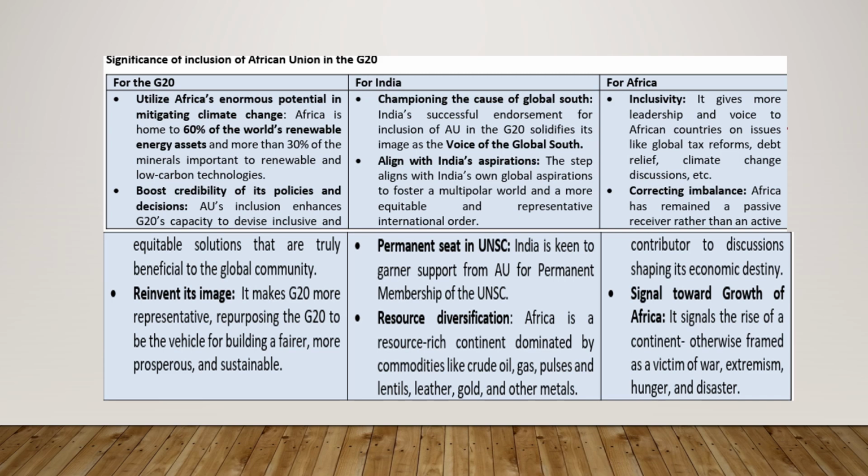For India, it would campaign the cause of the global South. India's successful endorsement for inclusion of the AU in the G20 solidifies its image as a voice of the global South. It would align with India's aspiration. The step aligns with India's own global aspiration to foster a multipolar world and a more equitable and representative international order. Also, it would help India in its bid for a permanent seat in the UNSC, as India is keen to garner support from the African Union for permanent membership of the UNSC.